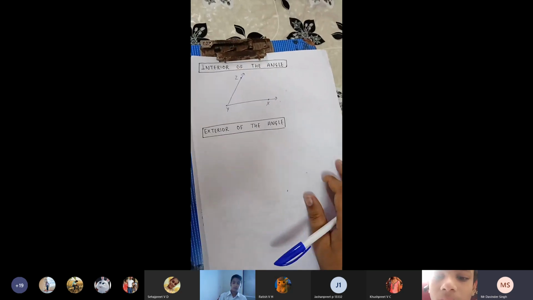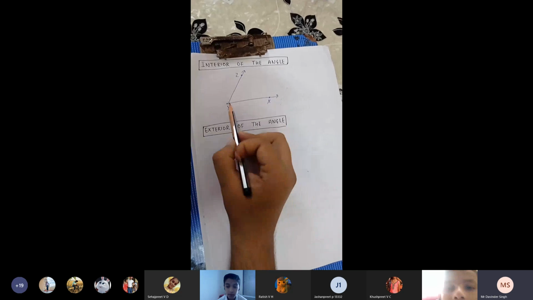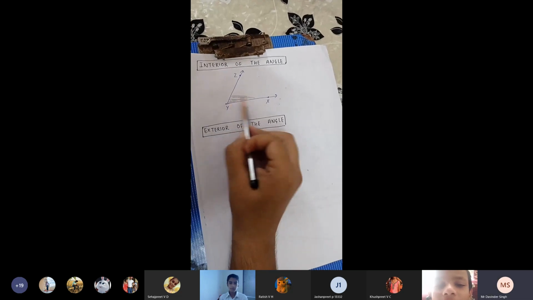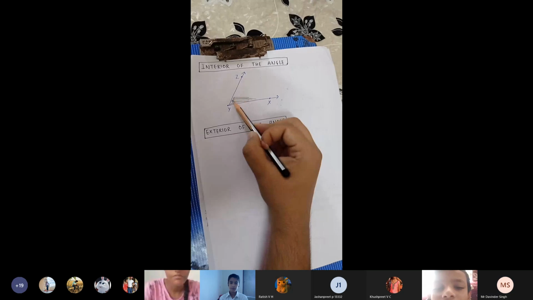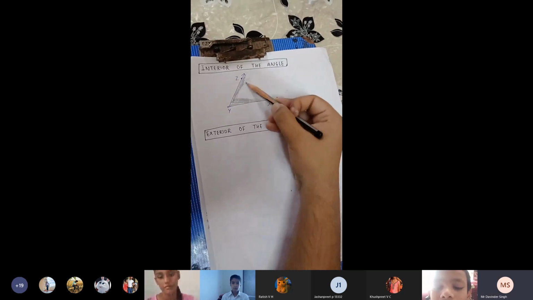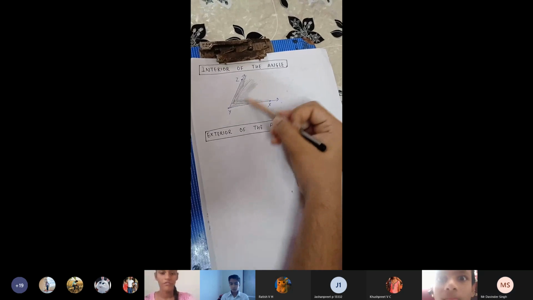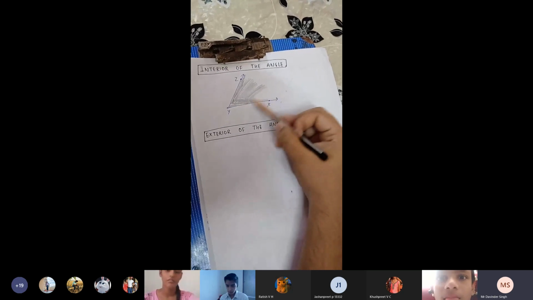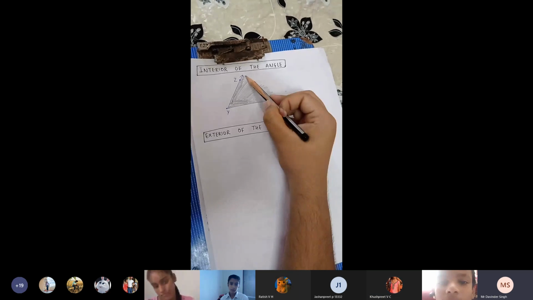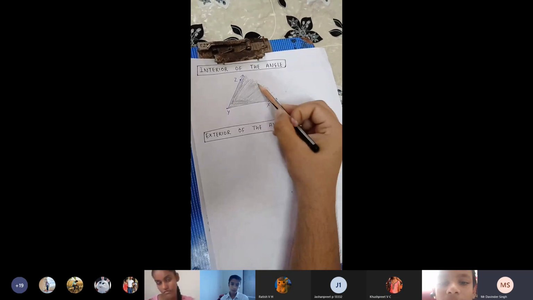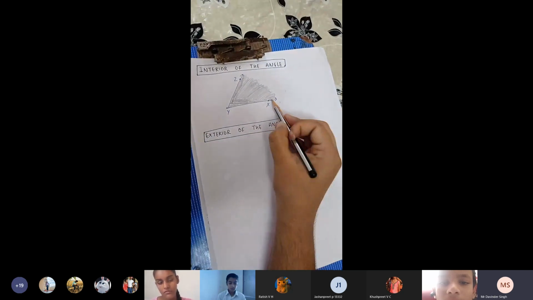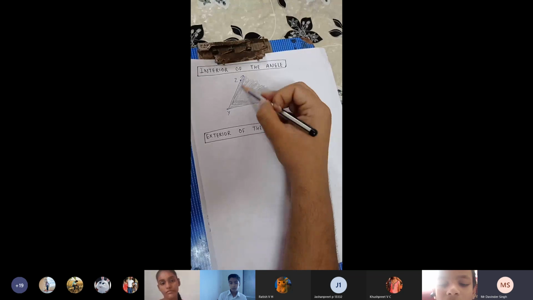So what will be its interior? That is inside this angle. This area, I'm shading. This area will be the interior of the angle, because these are between the arms. ये दोनों arms के बीच में आ रहे हैं. So this is the area of the interior of the angle.